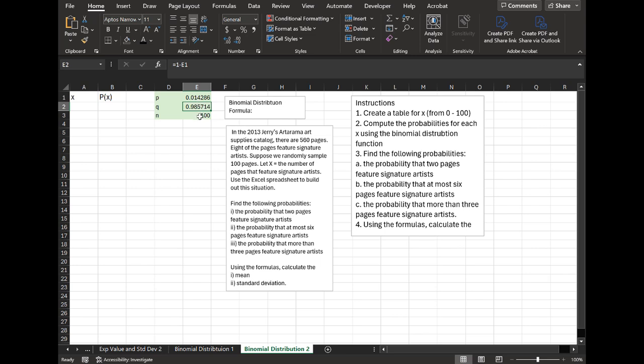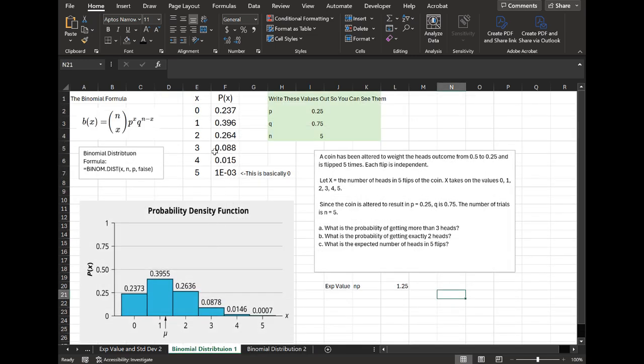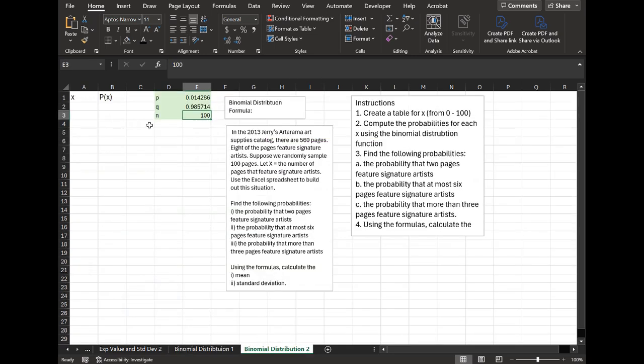So there's my P, Q, and N. Okay, so now you might have to flip back and forth between the two tabs to wrap your head around this. But remember, your X's are what happens with each trial. So this is what I did before. This was the simple case of 5 trials. Now I have 100 trials.